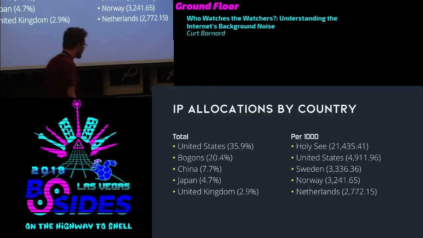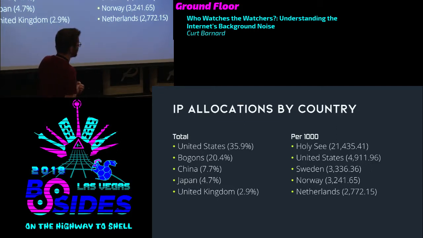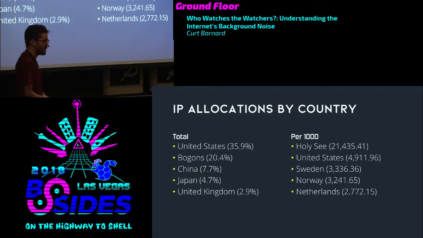And then some interesting statistics about how IP addresses are allocated. The United States has a whopping 34% of all existing IPv4 addresses, and that's only above the bogons, which are non-routable IP addresses. So these are the 127s and the 10 dots of the world. So the United States is the only country that has more IP addresses than non-routable IP addresses that exist in IPv4 space, which I think is kind of funny.